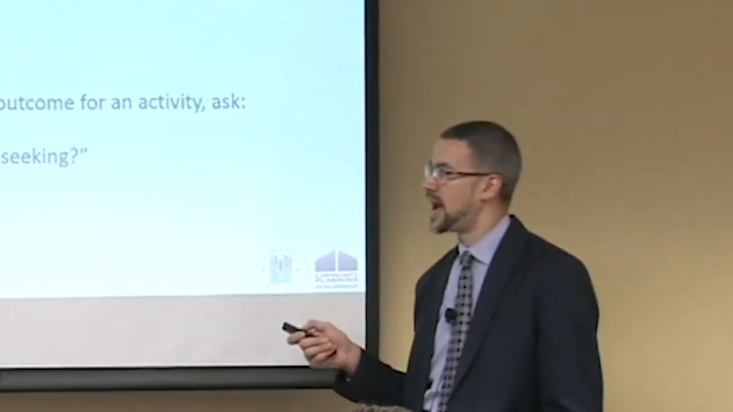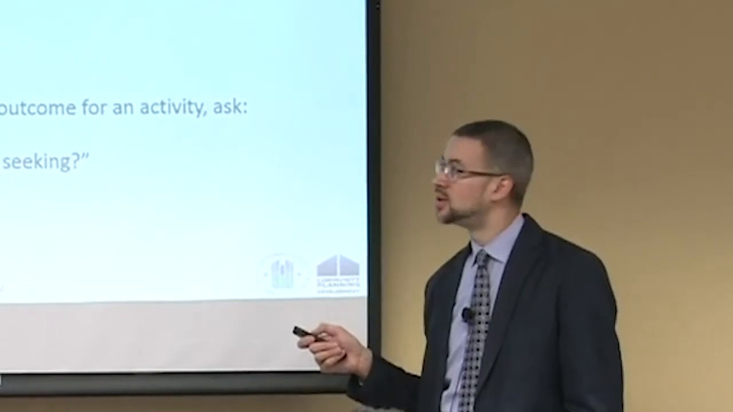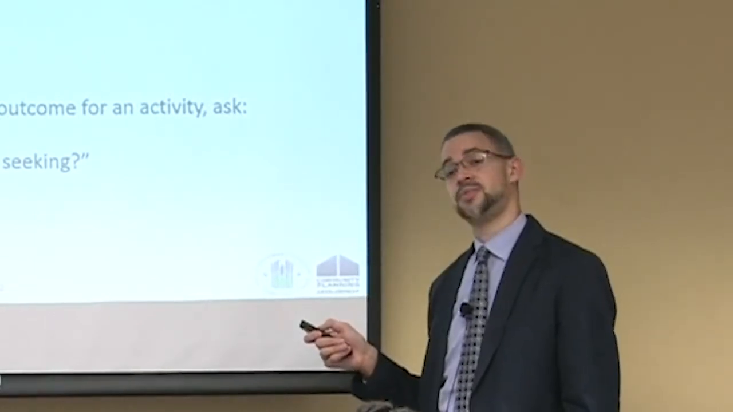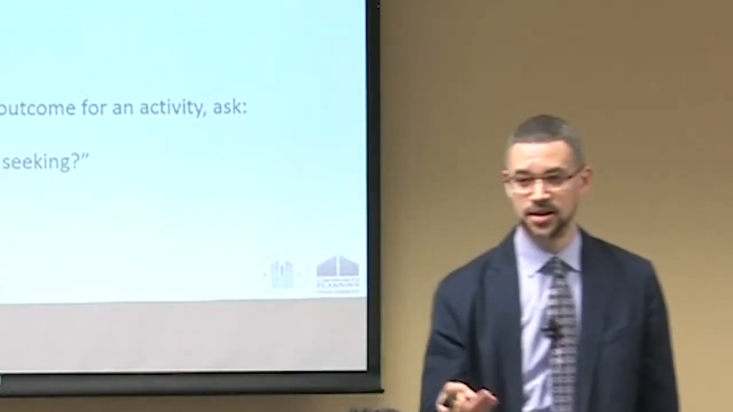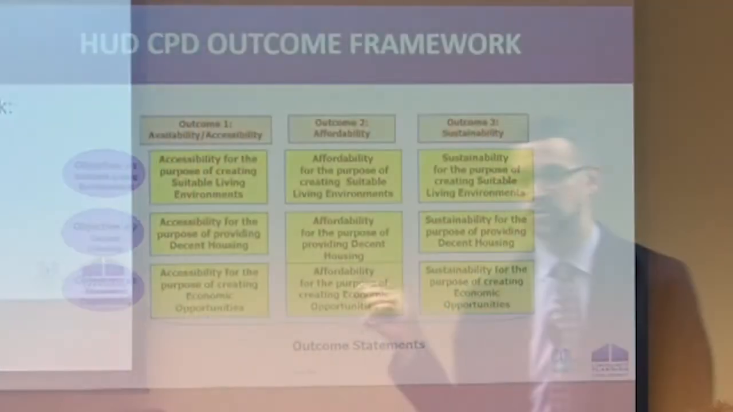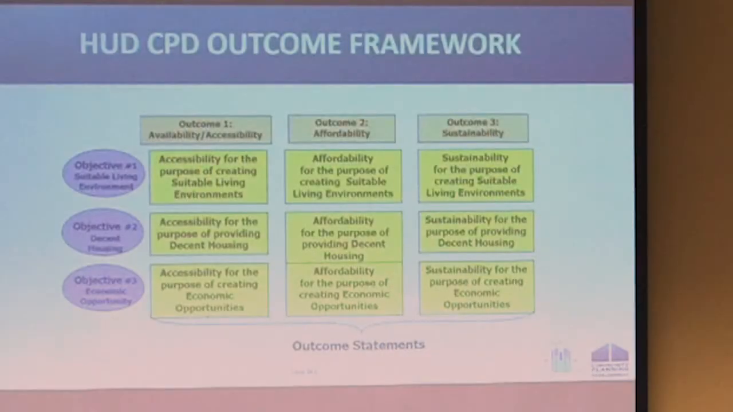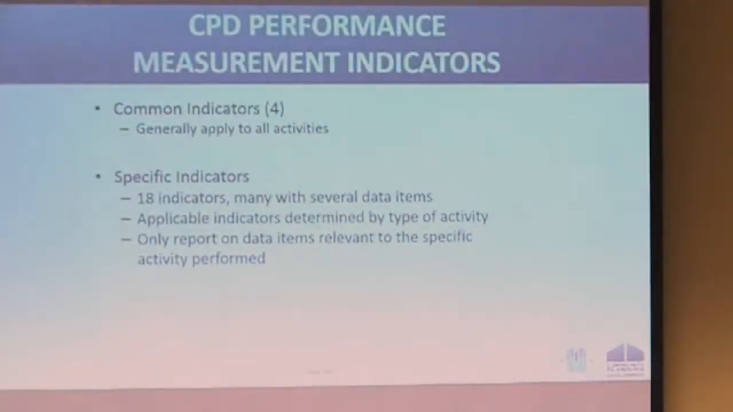So to determine the most appropriate outcome for an activity, ask, what type of change or result am I seeking? Am I looking to impact the affordability of housing? Am I looking to impact the availability or accessibility of housing? Or is it sustainability of housing? So depending on the activity that you're undertaking, you choose the most appropriate objective or outcome to fit that activity. And what that results in, again, is an outcome statement, by tying an objective and an outcome together. So it just gives you some context for how HUD wants you to describe your performance in relationship to the objective and outcome statement.